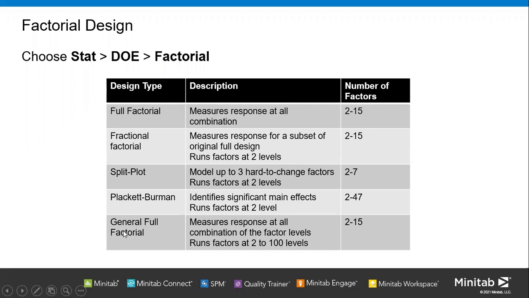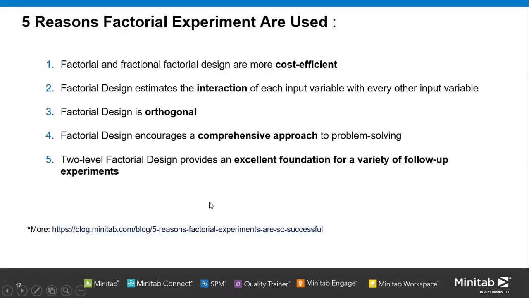This shows the number of factors available for each type of design here. It depends on your number of factors and number of levels to decide which design is suitable for your case. Full factorial measures the response at all combinations, and general full factorial starts with 2 levels up to 100 levels. Plackett-Burman, mostly we go for screening design. Most researchers use Plackett-Burman during the screening design. And then these are the 5 reasons why factorial experiments are successful.